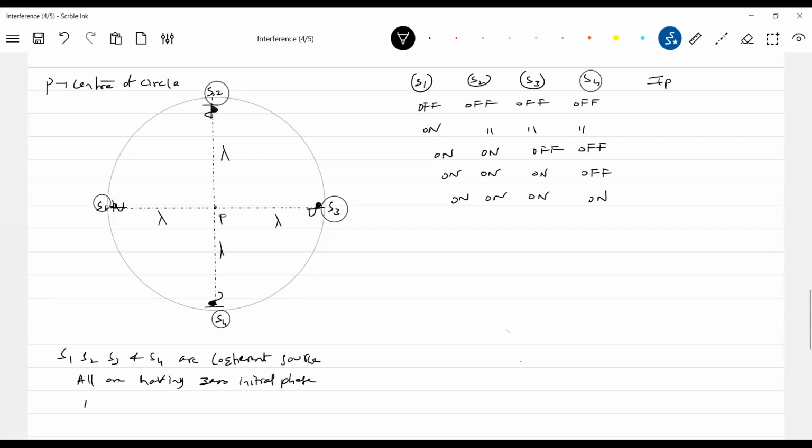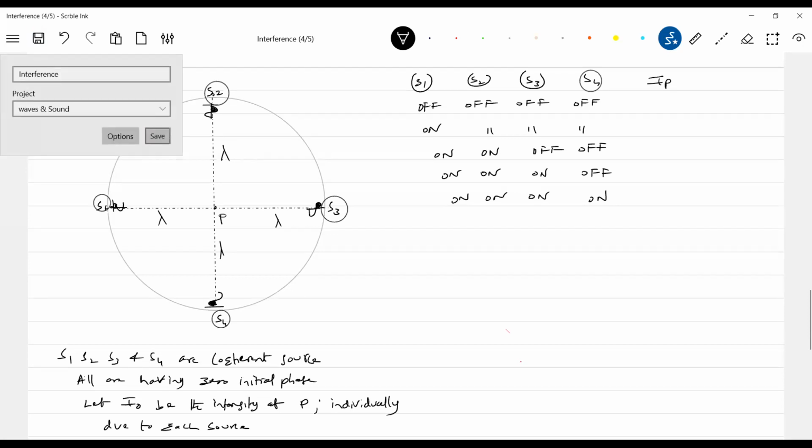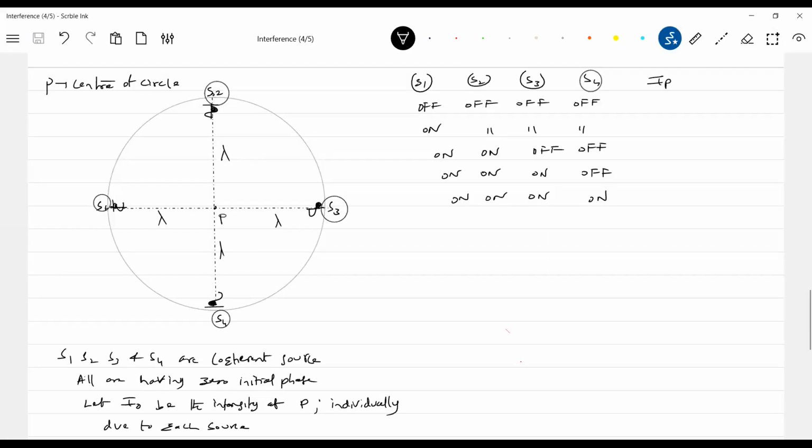So what is I naught? Let I naught be the intensity at point P individually due to each source, the identical coherent sources. Is it okay now? The condition is what I'm putting here. Only when all are on, what is this intensity? So IP, I'll write it. It should be 0. When all are on and there's no initial phase, I'm putting that one. This is the first part of the problem we are discussing.